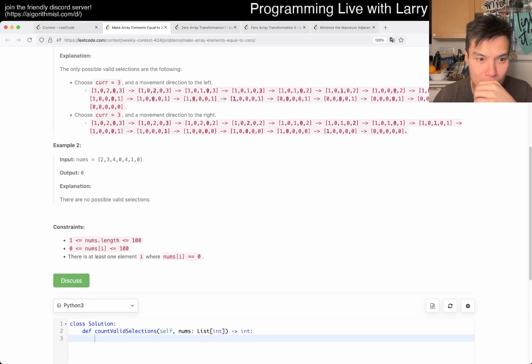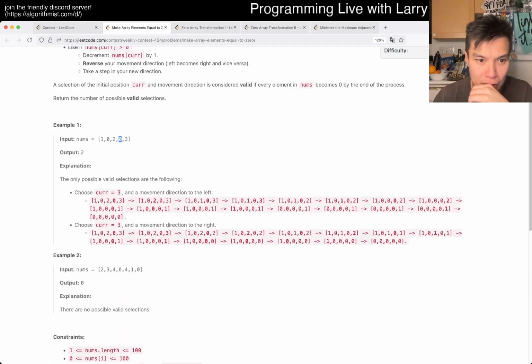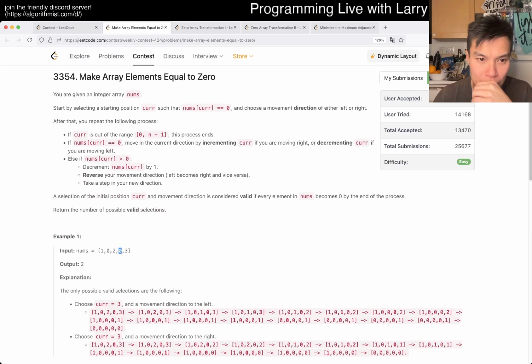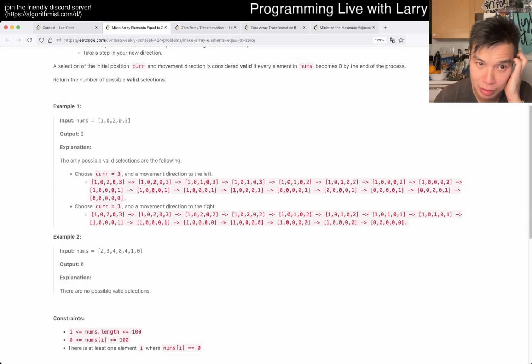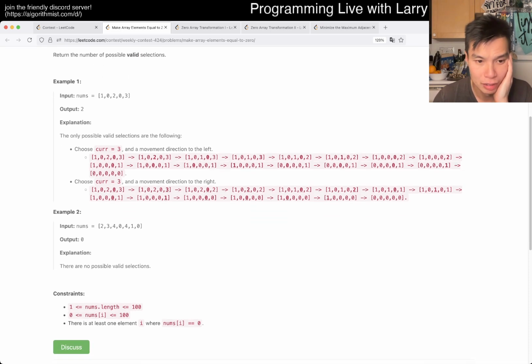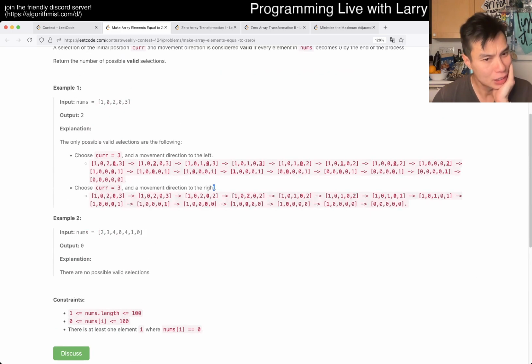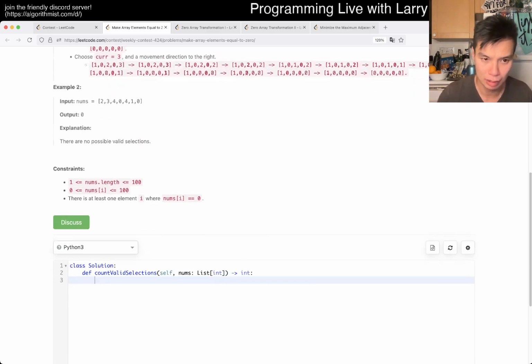Okay, so now if you start here, you choose left or right. Alright, so you go left, right, left, right, left, right. Okay, so is it just brute force? I don't know. Okay, let's try it. I don't know whether it is or not.